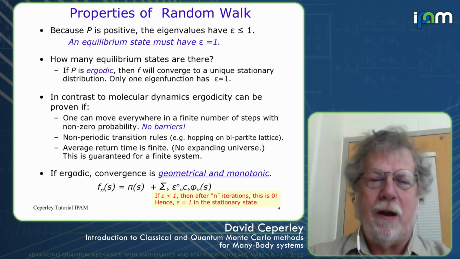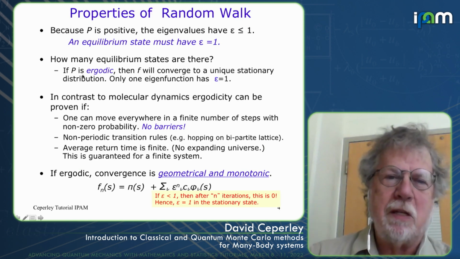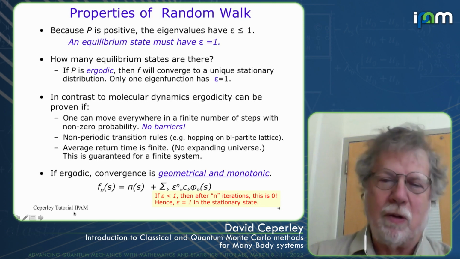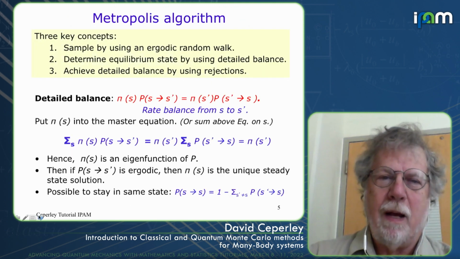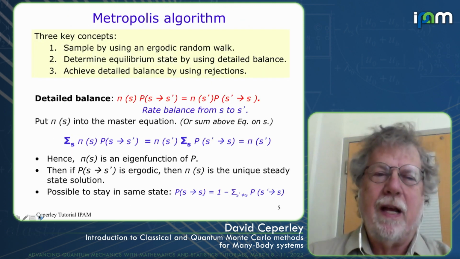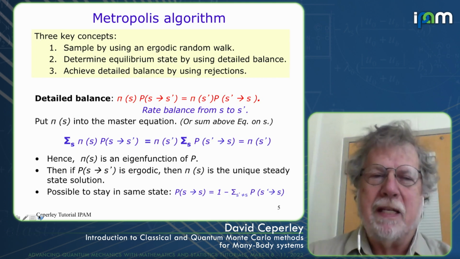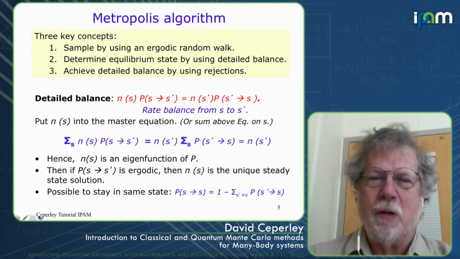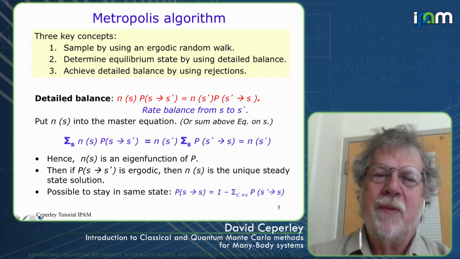And you can show that, in fact, if the system is ergodic, then the convergence is geometrical and monotonic. So the Metropolis algorithm combines these things together. We have an ergodic random walk. Ergodic means you can go everywhere in phase space.